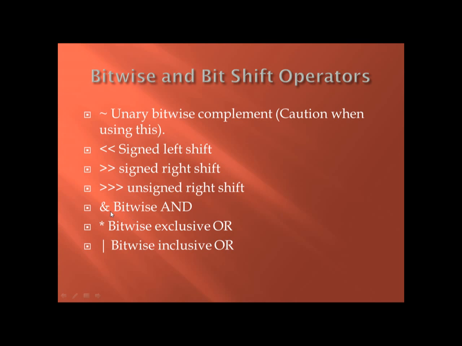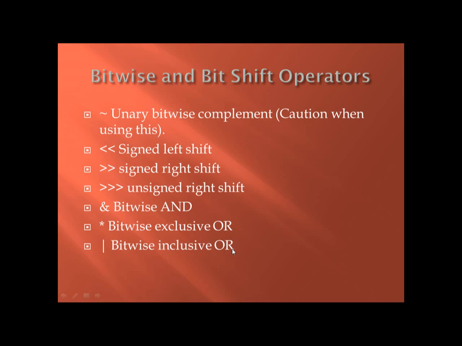Now, if you are comparing the bits, these are the gate operators. The first one is AND. That means if both of the bits are 1, then it is 1. Otherwise, it's 0. Now, excluding OR, XOR: if only one of the 2 bits is 1, then it is 1. Otherwise, it's 0.